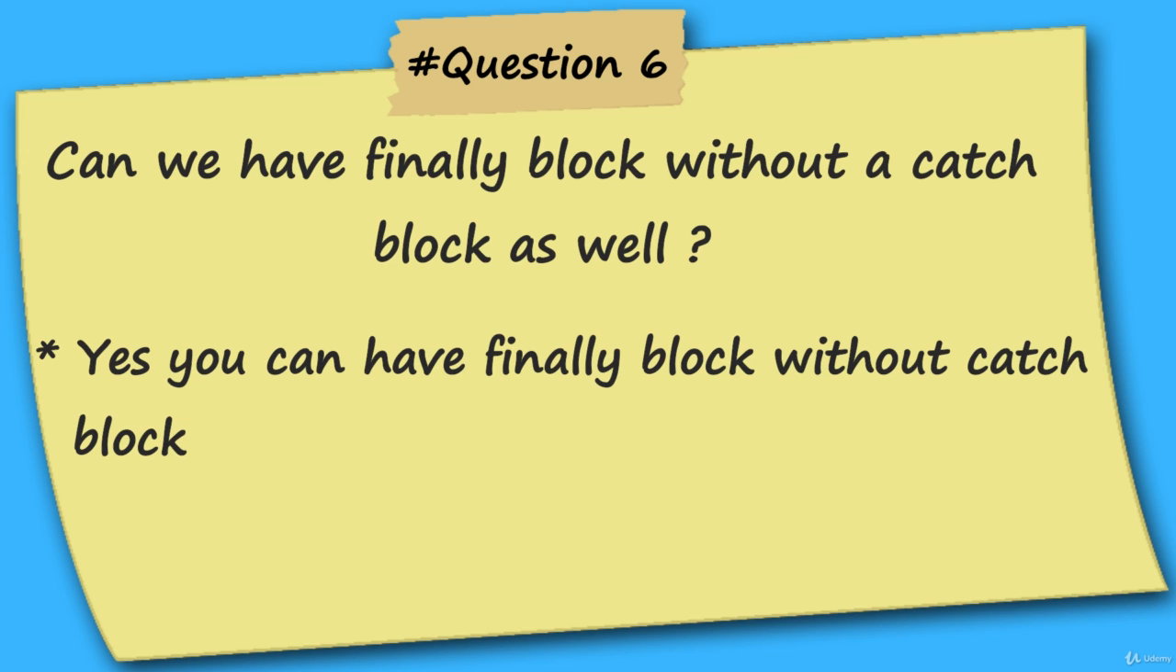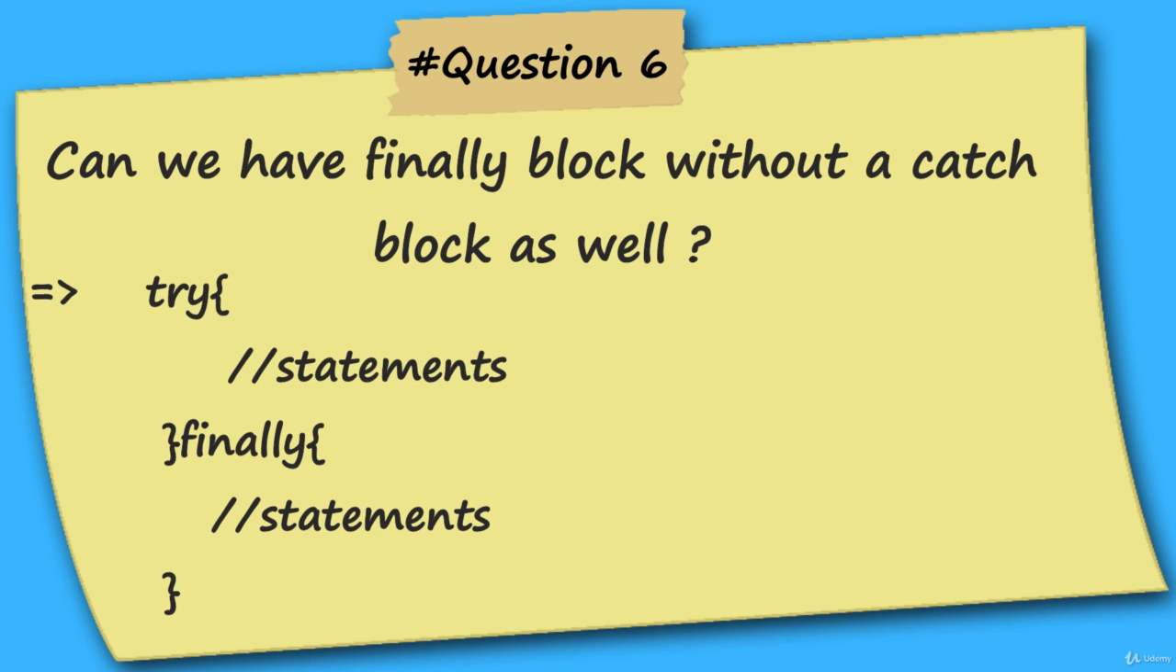The sixth question is, can we have finally block without a catch block? Of course we can have, not necessary that we always have a catch block. Now when this kind of situation happens, let's say you have some piece of code where you just want to let go with the error, right? You do not want the catch block to handle it, and then finally is there to execute something. So you can have like this, try and the finally. This is how you can write it without a catch block as well.